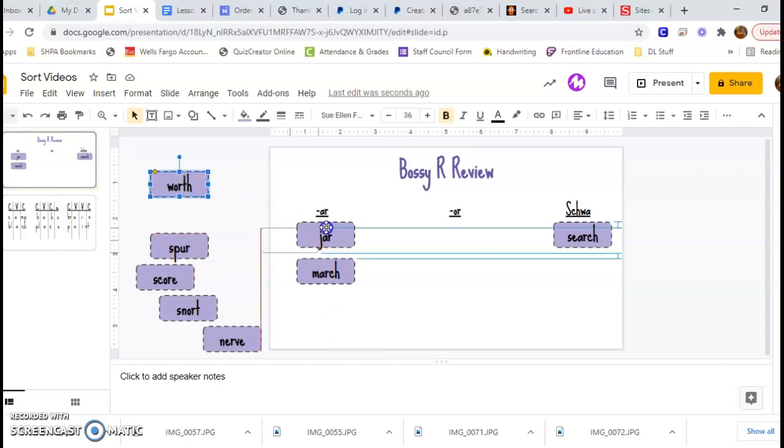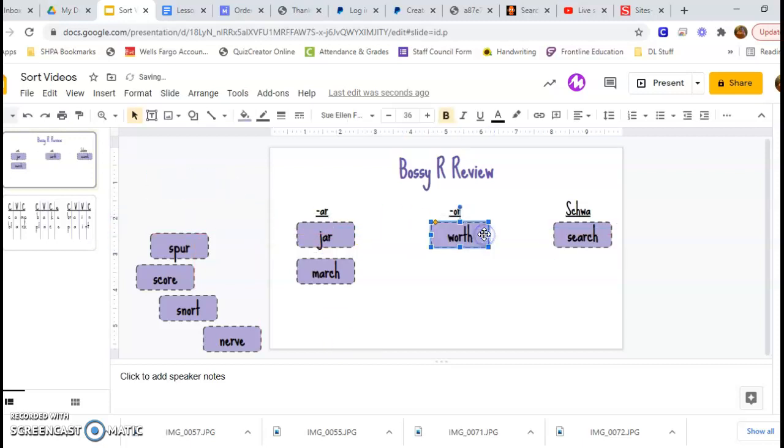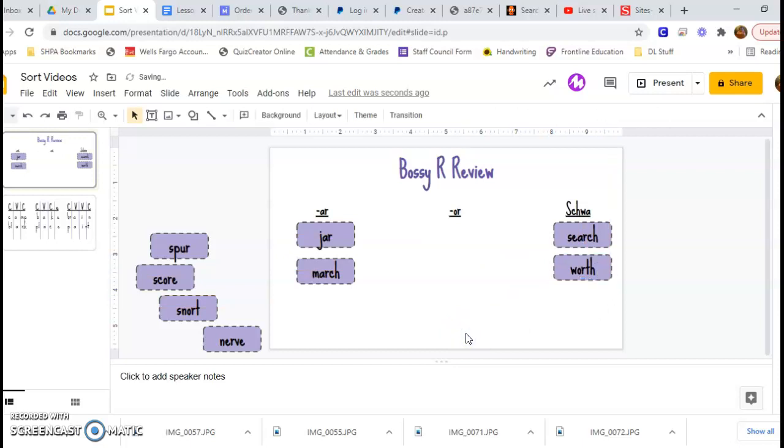Did your eyes spot worth at the top? Let's bring it over and stretch it out like bubblegum. Let's stretch it out and see if it makes the OR sound. Earth. What do you think? Does it belong in this group? No, it doesn't. We don't call this worth. We call it earth. Which group makes the schwa sound? That's right. It goes in the schwa. Even though it's spelled differently than the word search, it still makes the same sound. All right, going back, we're still looking for OR words. Any other OR words?